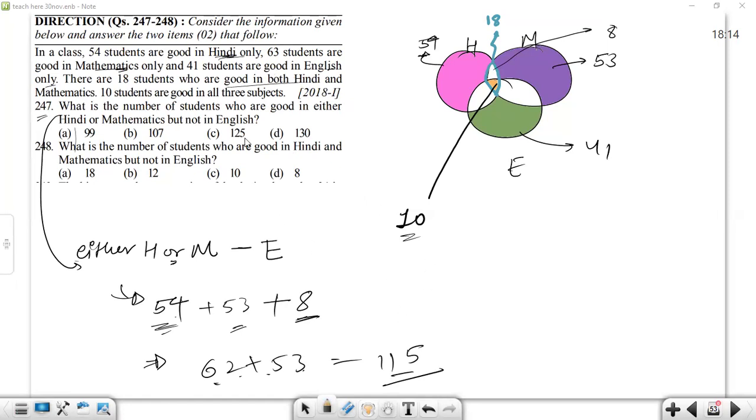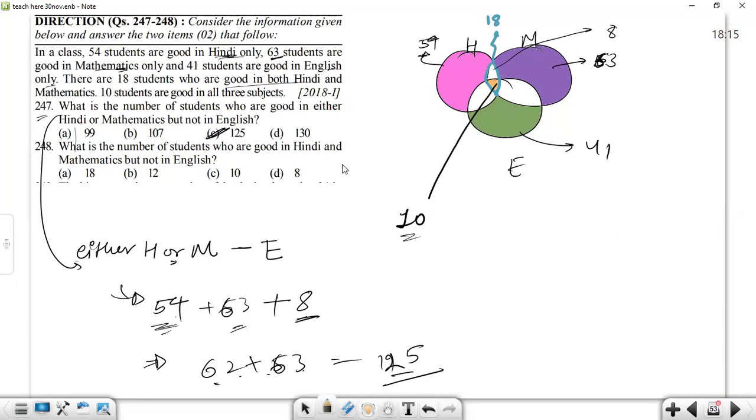Yes. I think we have done some mistake. 63 students are good in mathematics only, so there should be 63. You also take care of these small mistakes. So now this becomes 125, option number C. Is that clear?